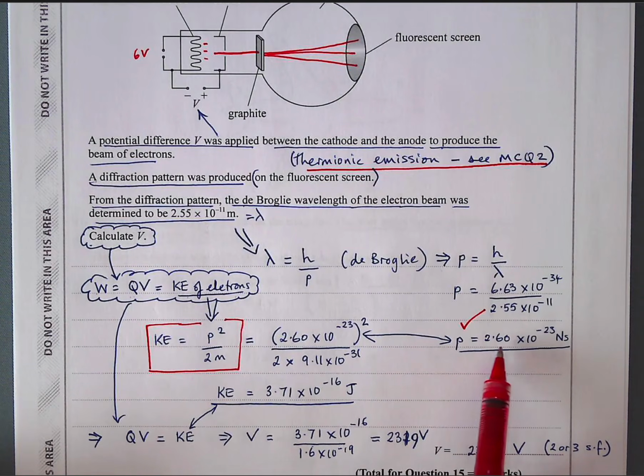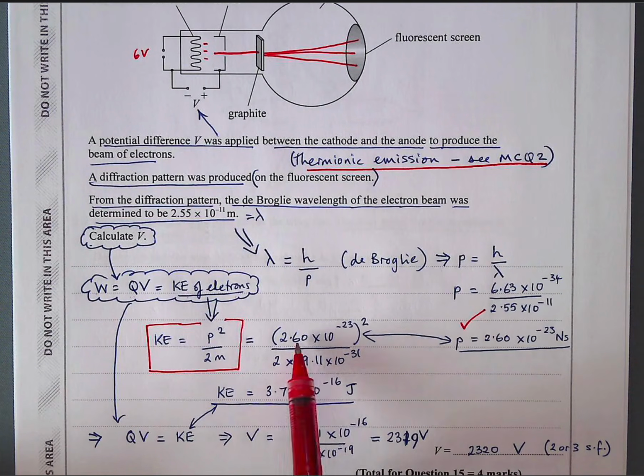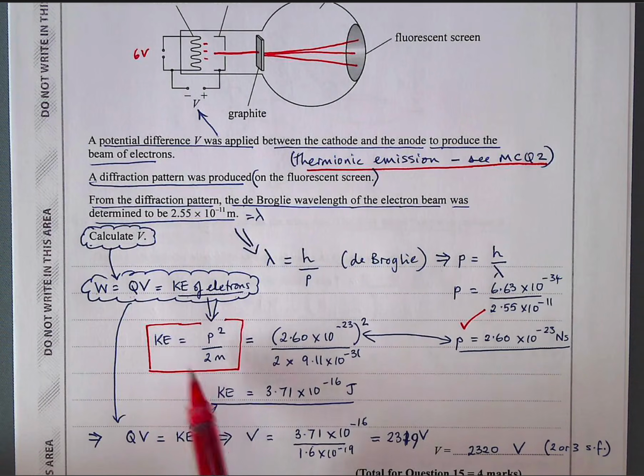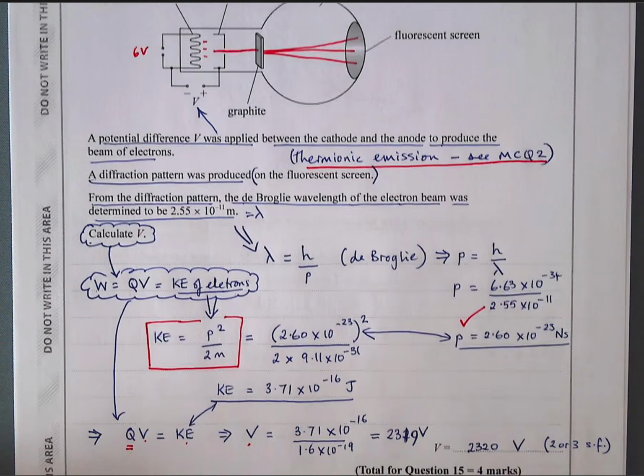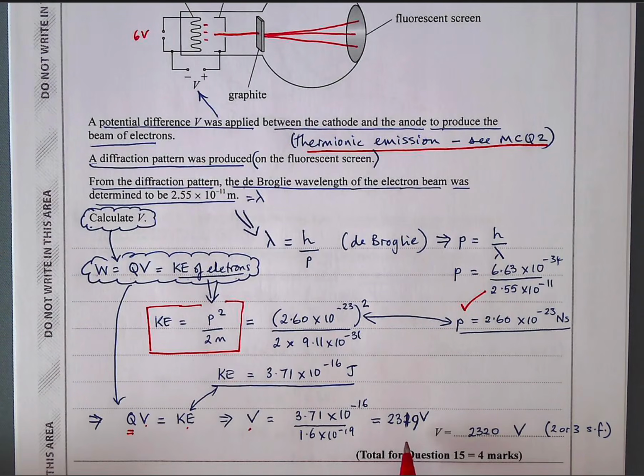We worked out p before, so you now square it and then divide it by 2m to work out the kinetic energy. You then say the kinetic energy is in joules, so we know this side of it. We know the charge of an electron is 1.6 times 10 to the minus 19. So you change the equation round. So V would be kinetic energy divided by charge. So there's the kinetic energy, there's the charge of an electron, and that comes out 2,319.